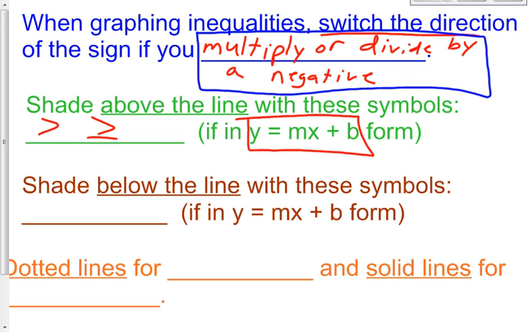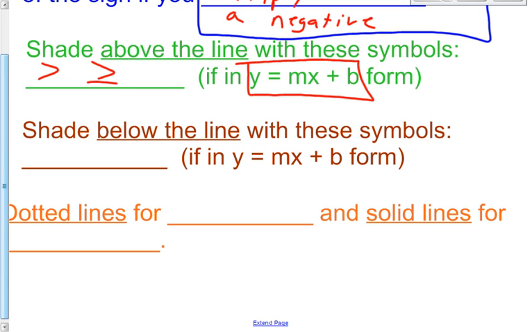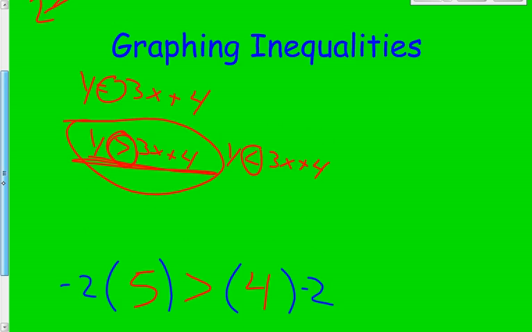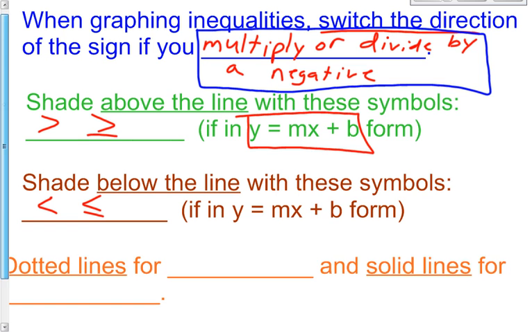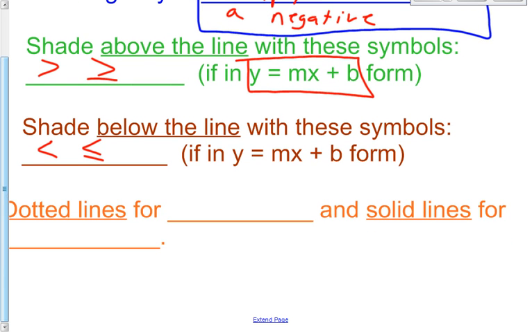So I'm sure you guys can guess this one then. You're going to shade below the line with these symbols. It's going to be less than or less than or equal to. Okay? So that would be like this one right here. Y is less than 3x plus 4 if it was a line that looked like this. It's less than, and it's in y equals mx plus b form, so you're going to shade everything underneath the line. Okay? So that covers those, and make sure you always remember if it's in standard form or in point slope form, you need to change it into slope intercept form, because that's how we shade.